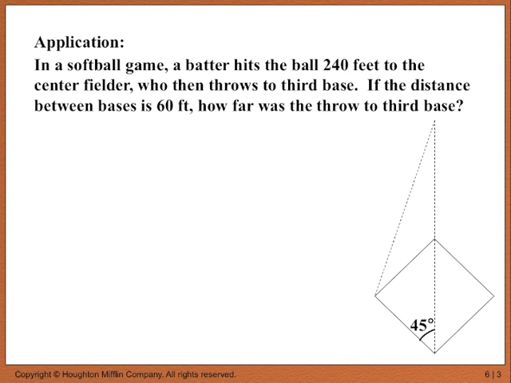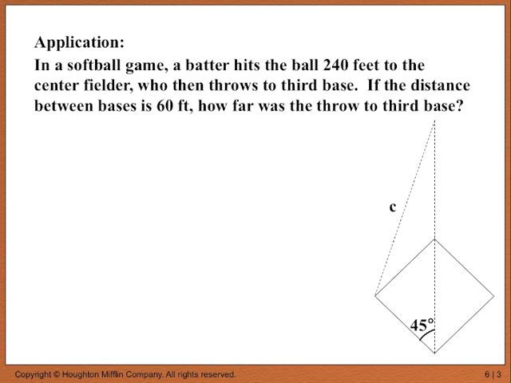Alright, so this is what your sketch should look like. You've got that baseball diamond. The central dotted line, this longer one here, represents the hit, which goes over second base directly to the center fielder. And then that next dotted line on the left represents the throw from center field to third base.